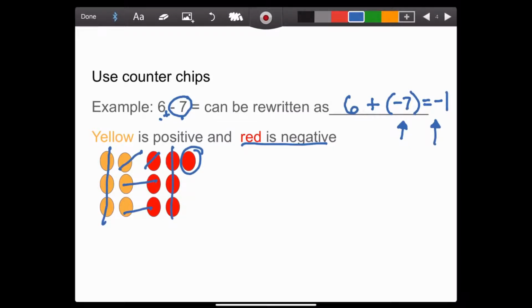And just like we did before, you subtract the 2 in your head when the signs are different. This is the positive and negative. So signs are different, subtract. So 7 minus 6 is 1. There's more negatives, so your answer is negative.